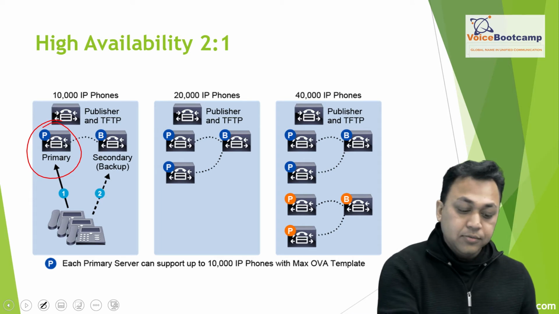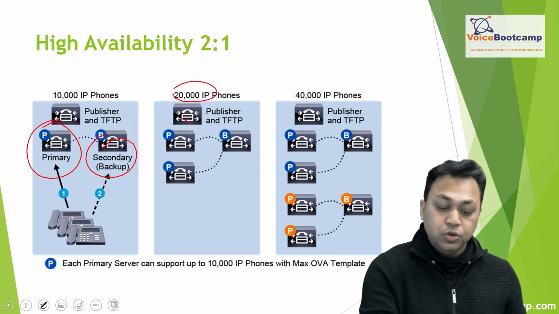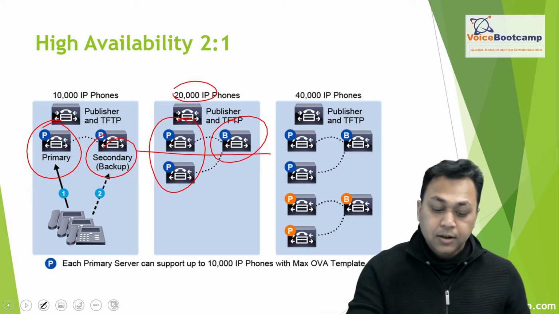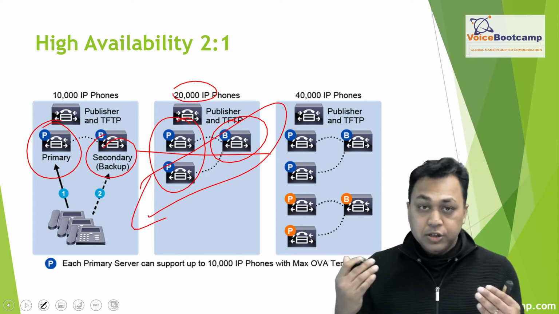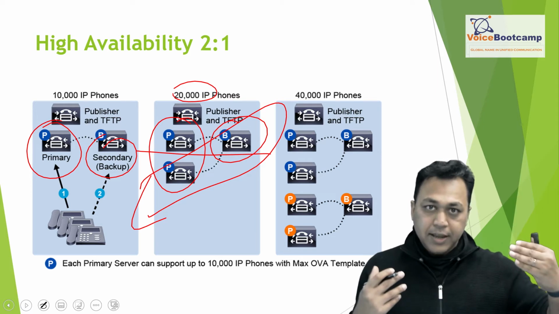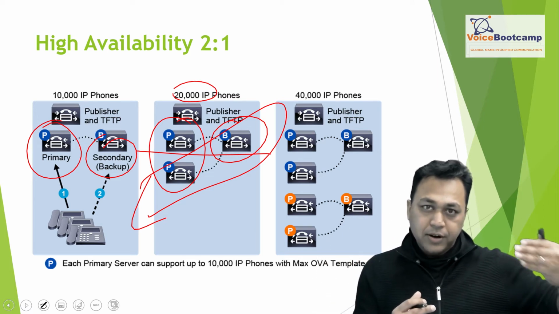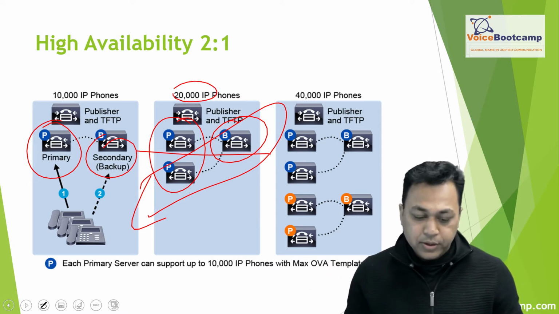So in this case, 10,000 phones, you have 1 primary, 1 backup. That 20,000 phones, two primary, one backup. Okay, so you got group one, and then group two will be like this. Group one will have server A primary, server B secondary.